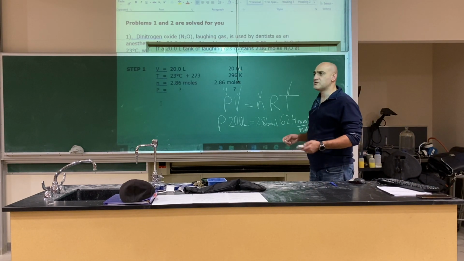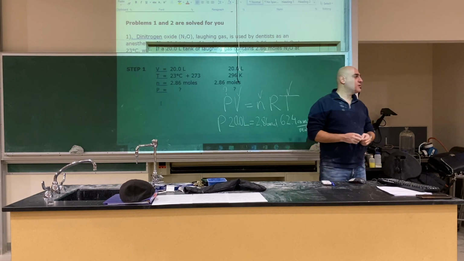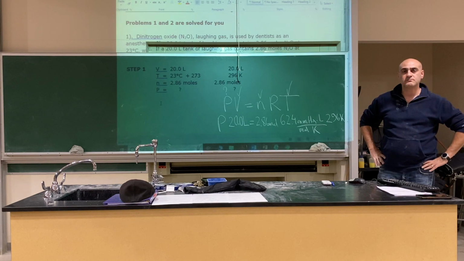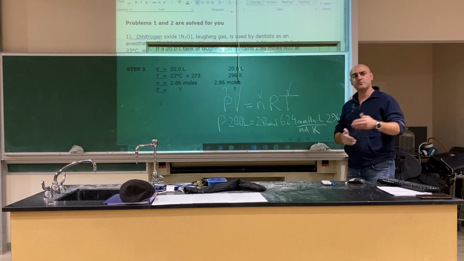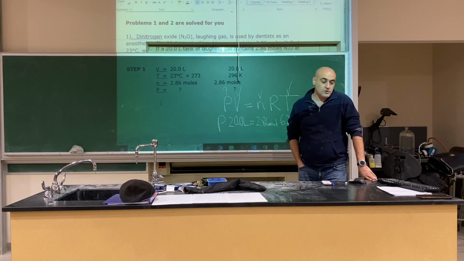Are we okay with this? Do you see how easy it is? Oh, it's just a plug and chug. But I just have to be careful with the units. On an exam, I thought it was a plug and chug. How come we're having a hard time working with this type of problem? We need some practice. I know it's not easy.